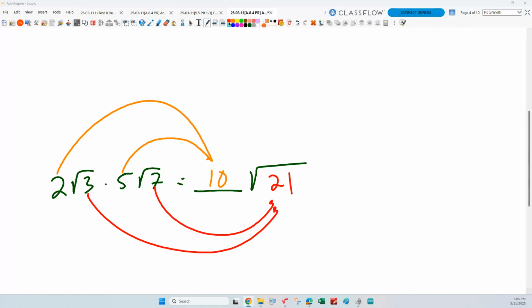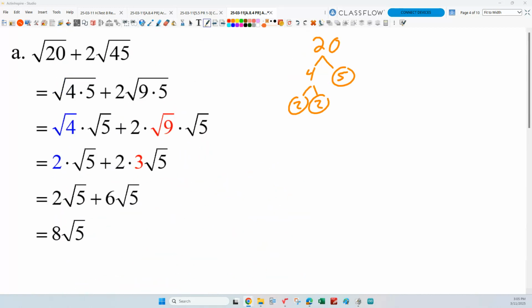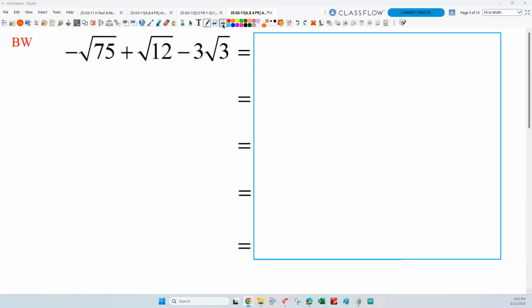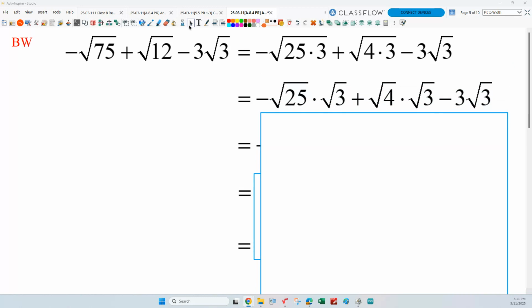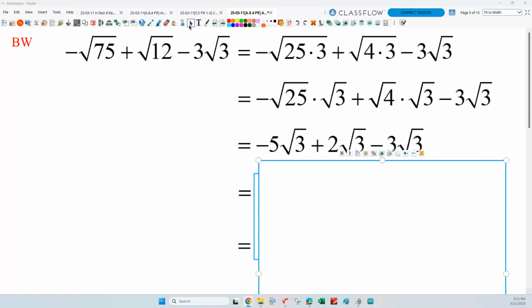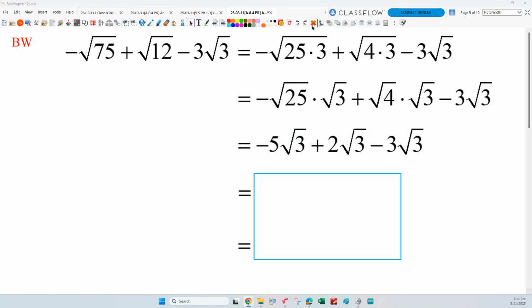Okay, all right, let's try another one. Actually, you guys go try one on the board. Okay, that looked pretty good. So we break these up into pieces. So the 75 I could break up into a square root of 25 times the square root of 3, right? And I already have a negative 1 out front. The square root of 25 is going to turn into a 5, right? So we get a negative 5 square root of 3 from our first term.